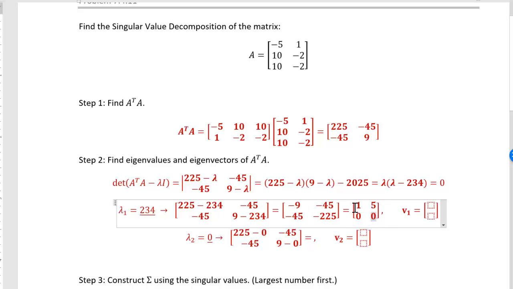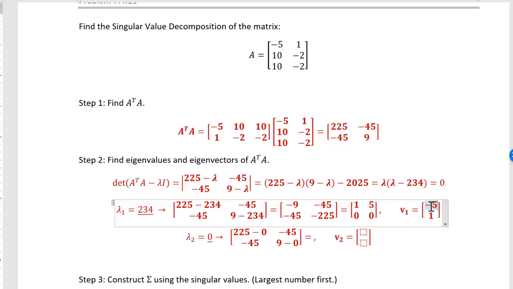So here's our reduced matrix. We will look at this and say that x2 here is a free variable, and then x1 is going to be minus 5x2, and so our eigenvector will be minus 5 comma positive 1. So if we go through the same moves over here, we should get our other eigenvector.